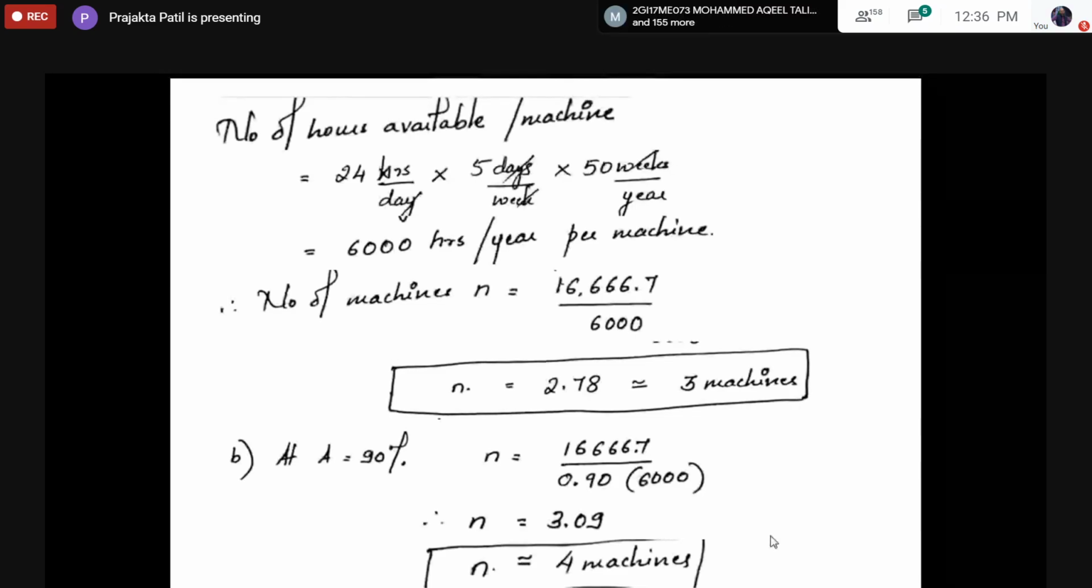So till here, I think the things are clear, and we'll proceed with the next part of this unit, that is the manufacturing part and the related equations and problems. Shall we proceed? Yes, ma'am. Okay.